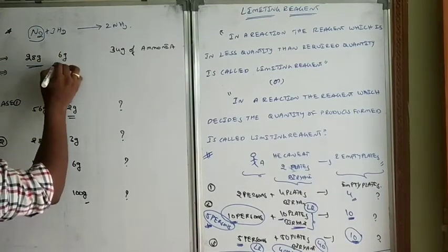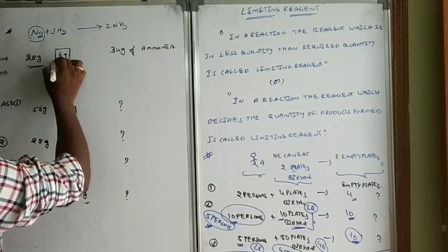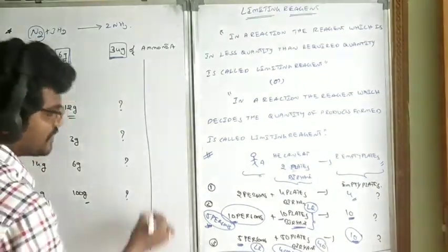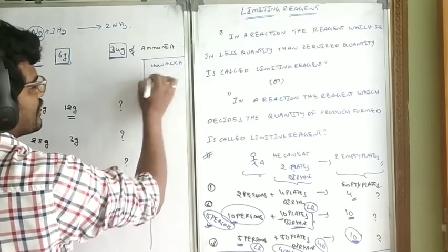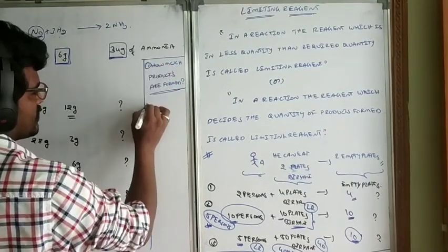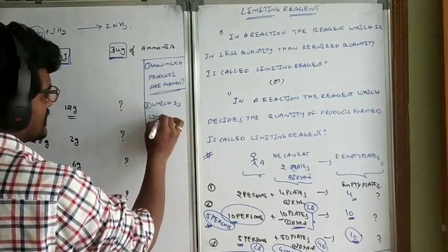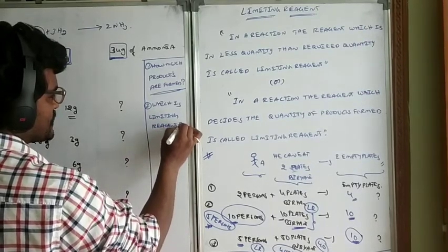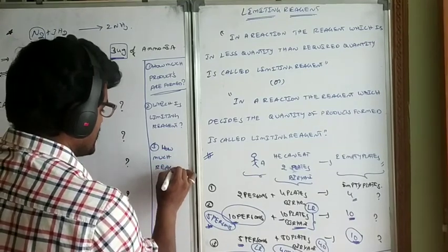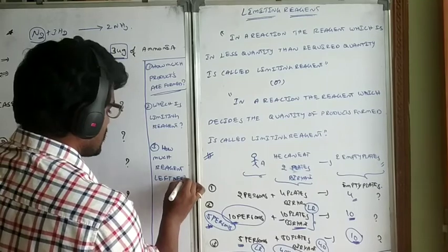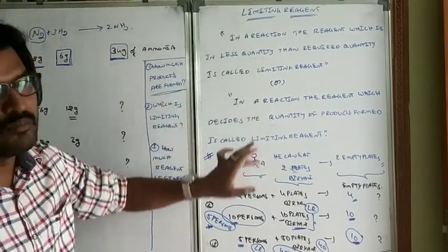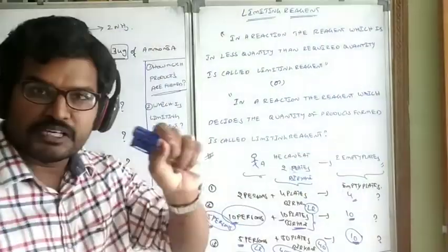According to the stoichiometric equation, 28 grams of nitrogen reacts with 6 grams of hydrogen to produce 34 grams of ammonia. Here, see how they will ask questions based on the limiting reagent. One question is, how much product is formed? The second model is, which is the limiting reagent? And the third model is, how much reagent is left over? Like that they will be asking you questions. So be careful with these three models based on the limiting reagent, because they will easily confuse you by giving the questions. I will tell you how they will ask questions also.